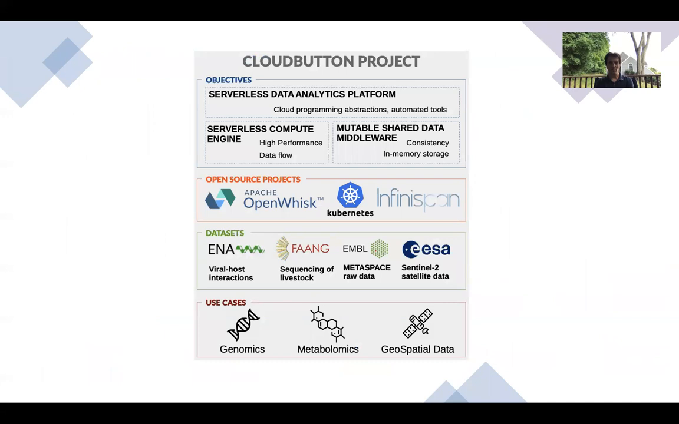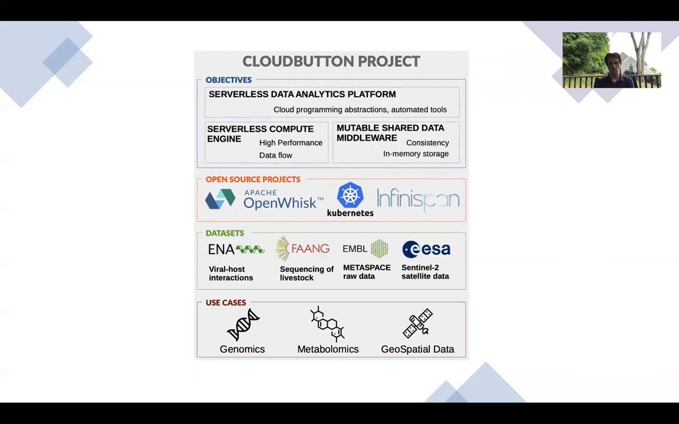Here we see an overall picture of the project. We have 3 objectives: creating a serverless data analytic platform, where we will provide some programming abstractions for transitioning to the cloud and automated tools to simplify this movement. We will create mutable shared data middleware in order to provide consistency over in-memory storage for stateful big data applications. And finally, to create a serverless compute engine supporting high performance big data pipelines and data flows.